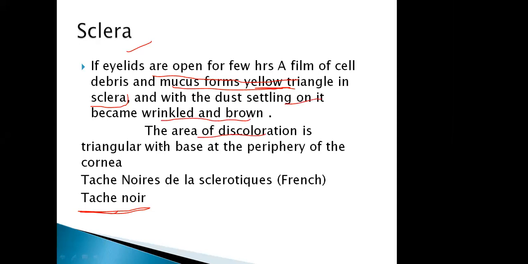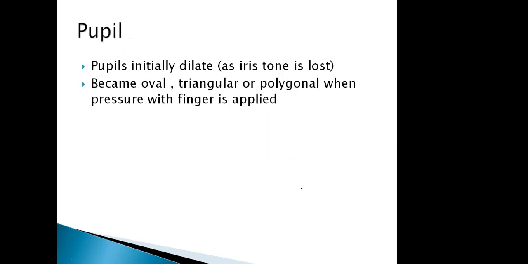The area of discoloration is triangular with base at the periphery of the cornea, and is called tache noire. So after dye, if there's some discoloration in the sclera, which becomes wrinkled and brown due to some dust settling on the sclera, this area of discoloration forms a triangular base at the periphery of the cornea, so it is called tache noire. It is derived from a French word. So the tache noire is seen in the sclera, that you should remember.